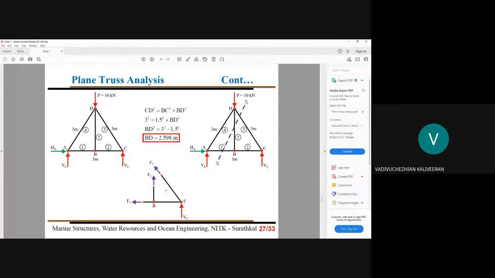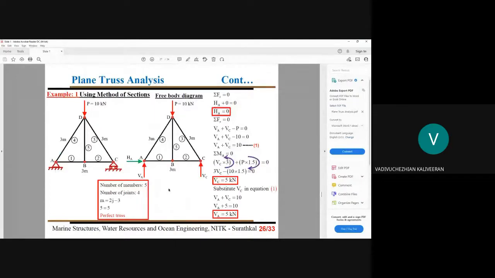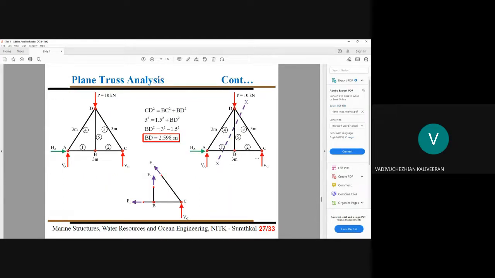When we are thinking about the method of section, we are considering various sections to find our member forces. We want to know our member forces. In some situations, we can also use the method of joints. In that location itself, we can use the method of joints to directly get our member forces, and after that we can substitute those known quantities in our method of section to simplify our problem.